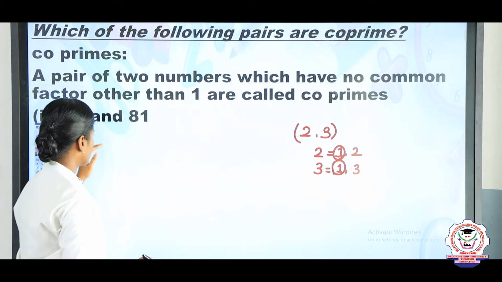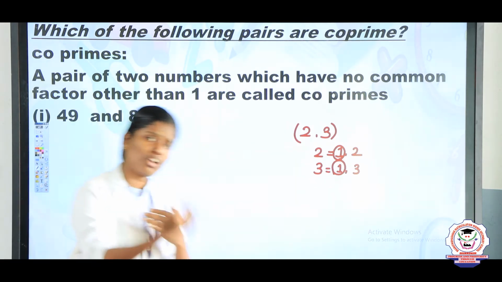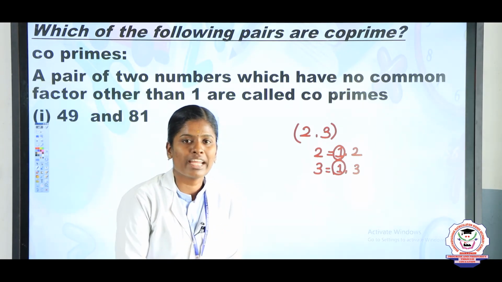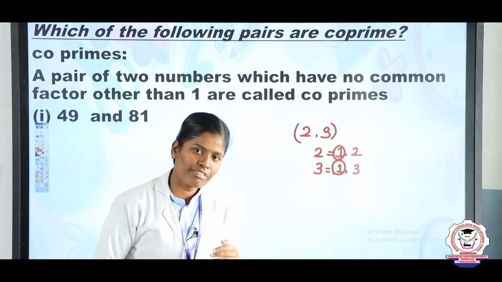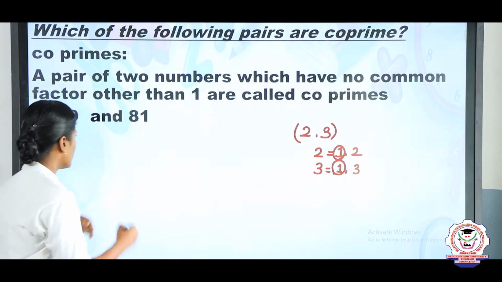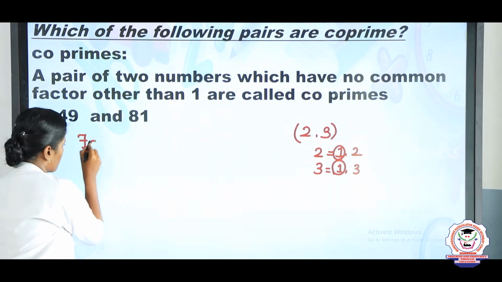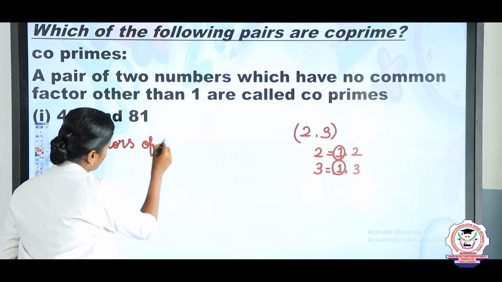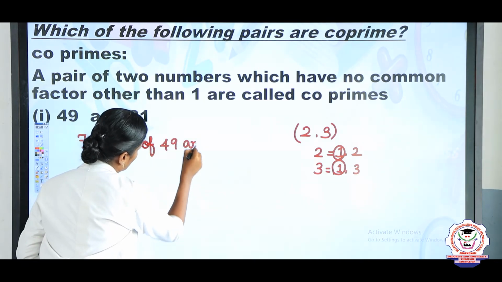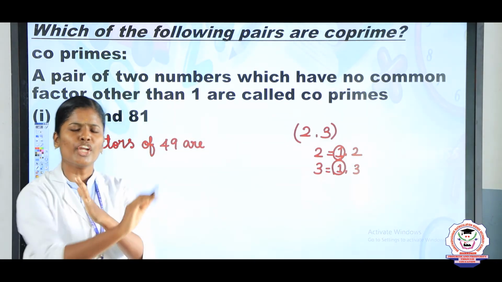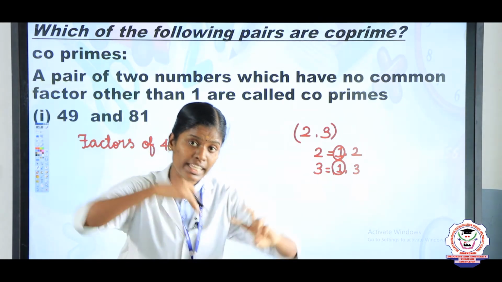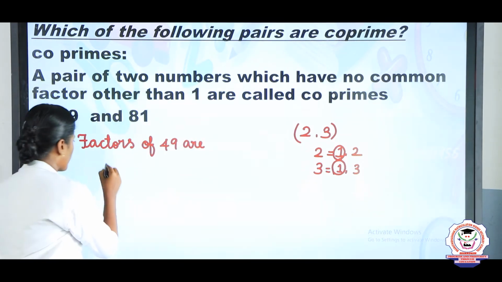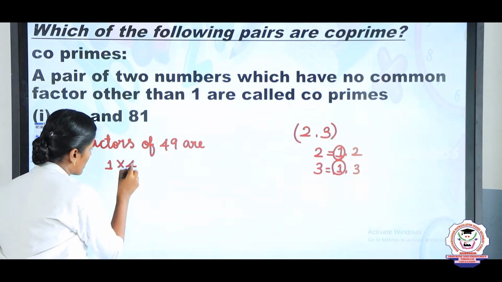Okay, children. Now we are going to find whether 49 and 81 are co-prime or not. First, we are going to find the factors of 49. Then we are going to find the factors of 81. So, what are the factors of 49? For any number, it will come in the one table and then the number itself. So, first we will write 1 forty-nines are 49.